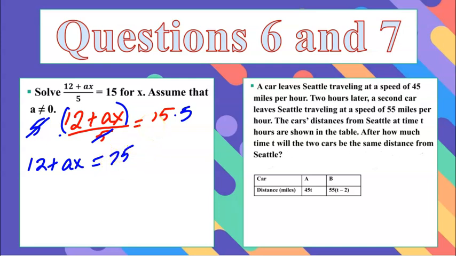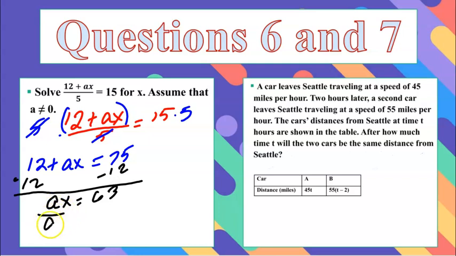Now we're still trying to solve for x, so I have to find where our x is now and get everything away from there. So to do that, the opposite of adding 12 is subtracting 12. So I'm going to subtract 12 on both sides, and I'm left with ax equaling 63. And to get the x by itself, I divide everything by a, and there's a on our denominator, so x would equal 63 divided by a.